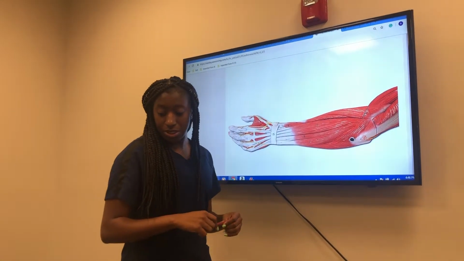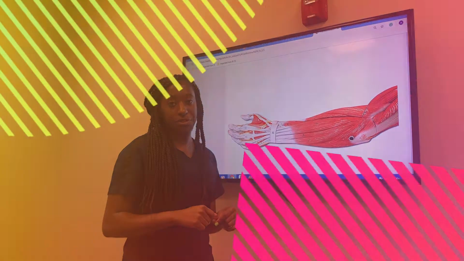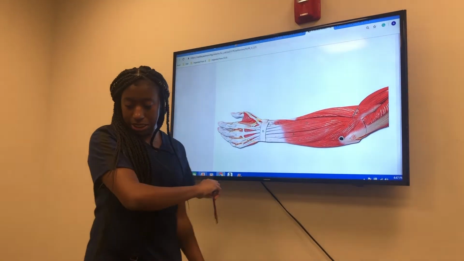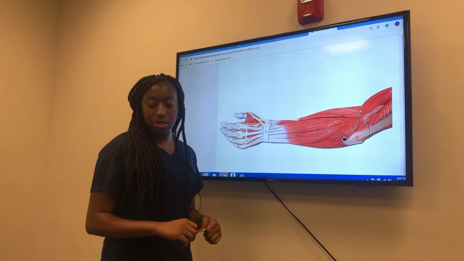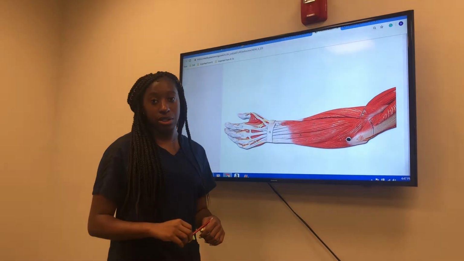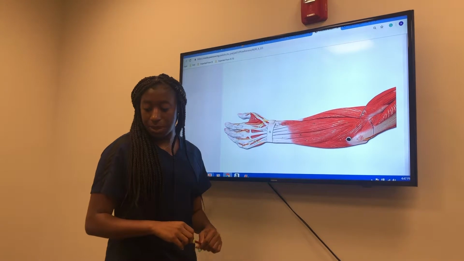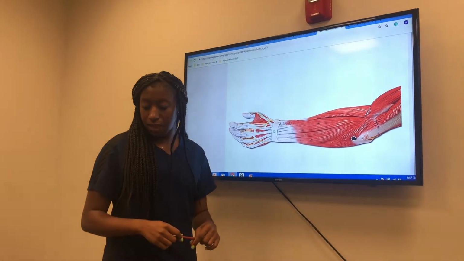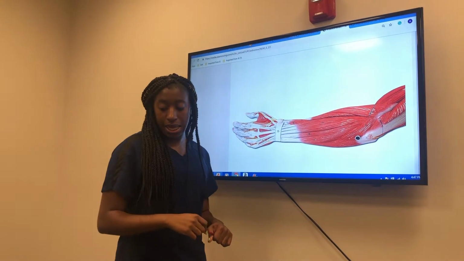The nerve is the posterior interosseous nerve. This muscle here is the abductor pollicis longus. The origin is the posterior surface of the radius and the ulna. The insertion is the base of the first metacarpal and the trapezium. The action is that it abducts the hand and the thumb.